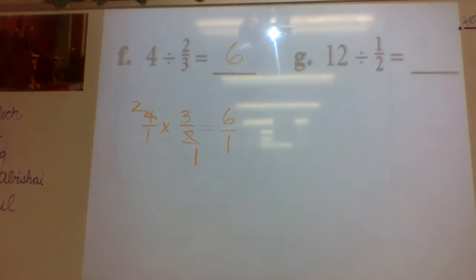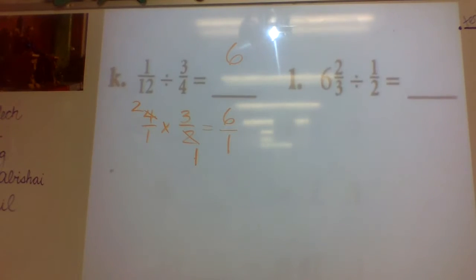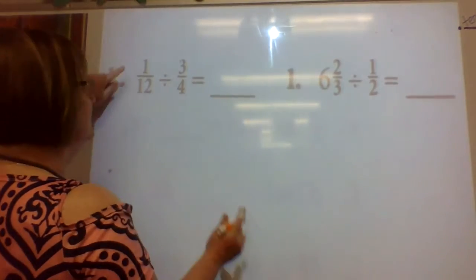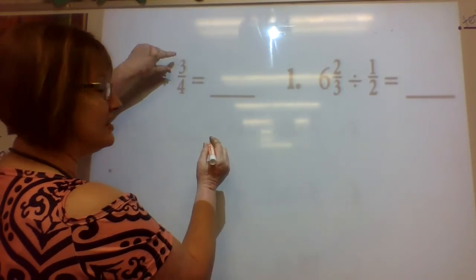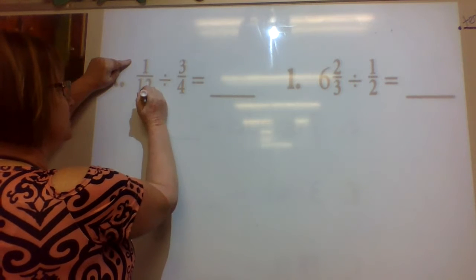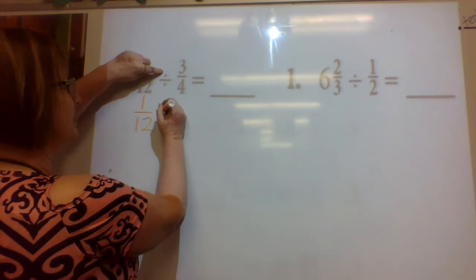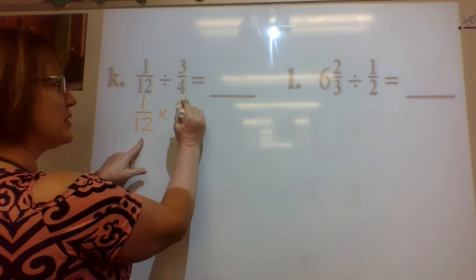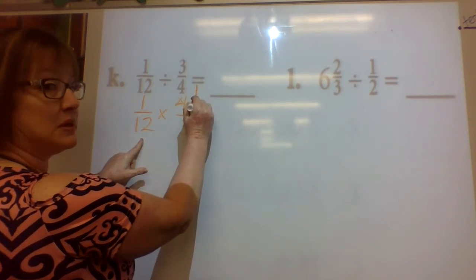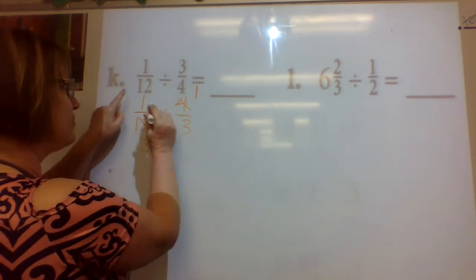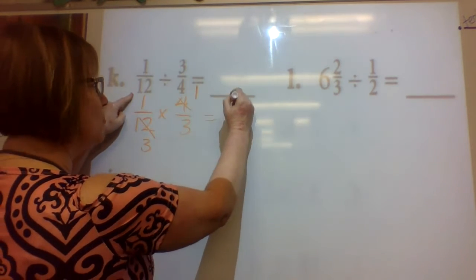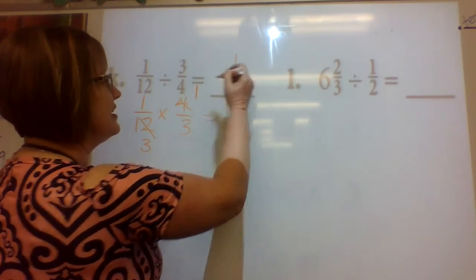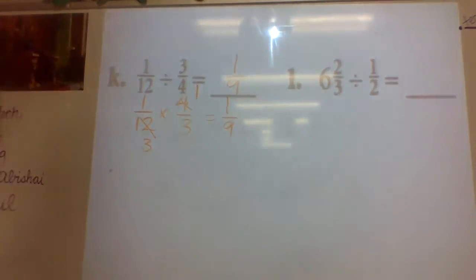Okay, next section. Letter K. We're still reviewing again here. So 1/12 divided by 3/4 is, this one we don't have to switch anything. So let's just do 1/12 times, flip this one, 4/3. 12 and 4 can both be divided by 4. 4 divided by 4 is 1. 12 divided by 4 is 3. Multiply across. 1 times 1 is 1. 3 times 3 is 9. Answer is 1/9. Okay? That was easy.